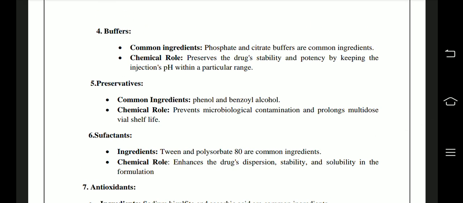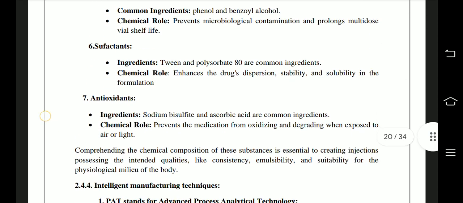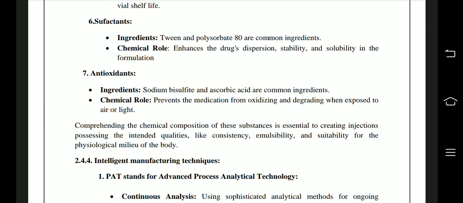Fifth is preservatives. Common ingredients: phenol and benzyl alcohol. Chemical role: prevent microbiological contamination and prolong the shelf life of multi-dose vials. Surfactants. Ingredients involved in surfactants are Tween and polysorbate 80. Chemical role: enhances the drug's dispersion, stability, and solubility in the formulation.